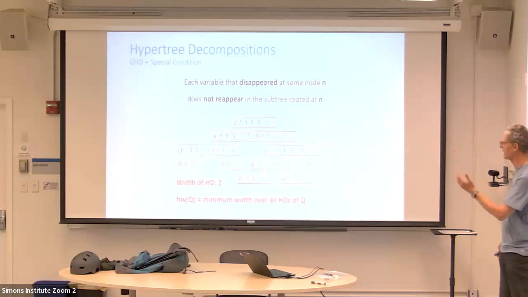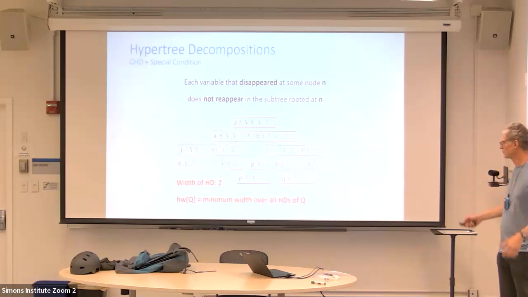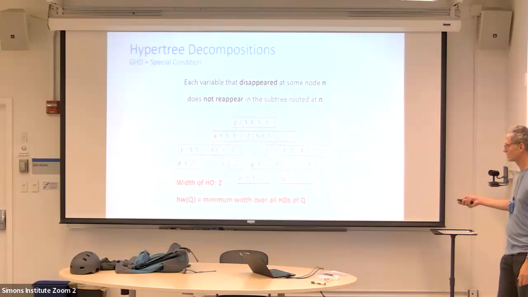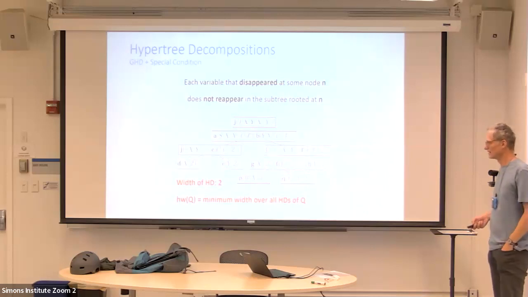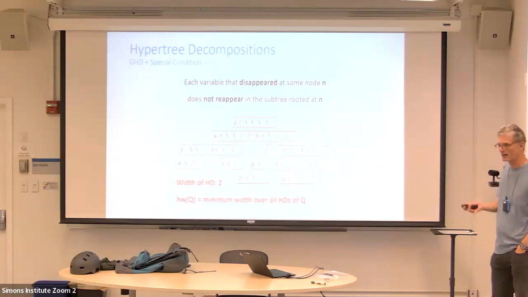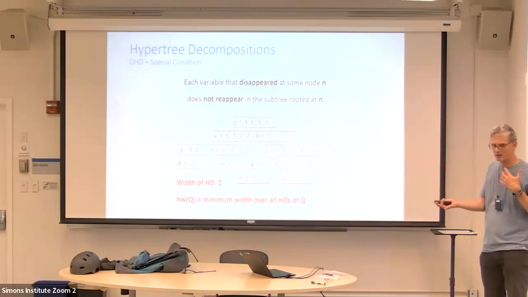In this case, it turns out that the HyperTree decomposition again has width 2, and the minimum width over all HyperTree decompositions is the hypertree width. And actually, this is not by accident, as I will show you that it's very difficult to construct a conjunctive query or a hypergraph where generalized hypertree width and hypertree width differ.